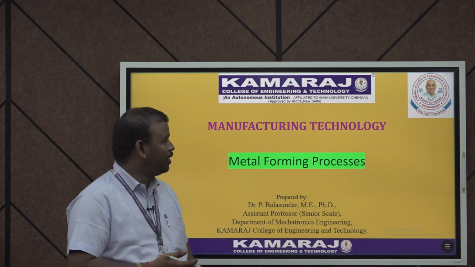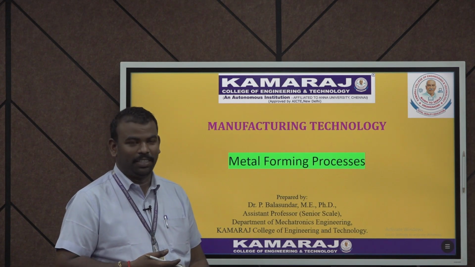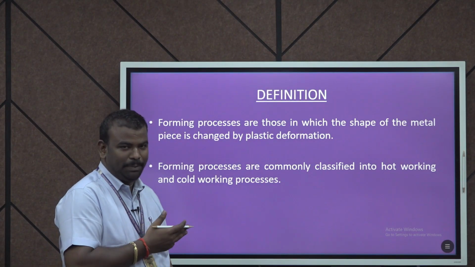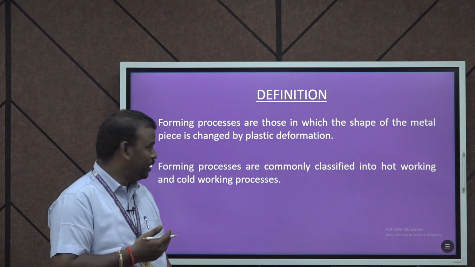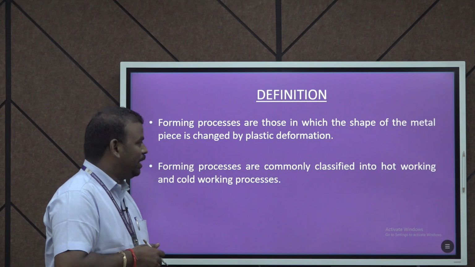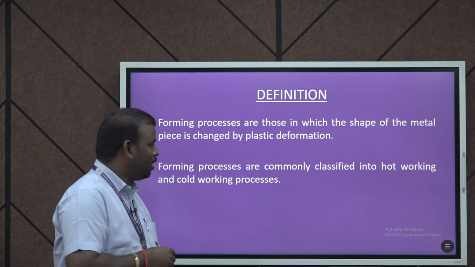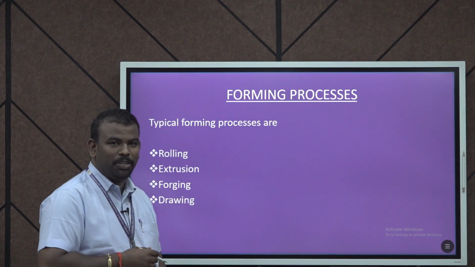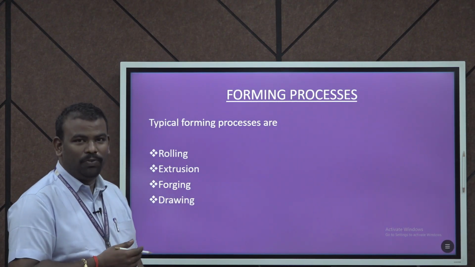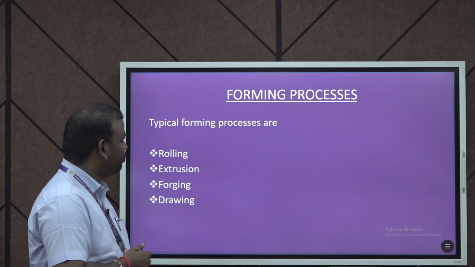Today we are going to discuss the topic of metal forming processes. Forming process means the shape of the material is changed due to plastic deformation by applying pressure. Forming processes are commonly classified into two categories. The first one is hot working, the second one is cold working process. The types of forming processes are rolling, extrusion, forging and drawing process.